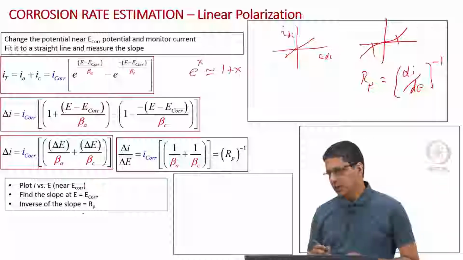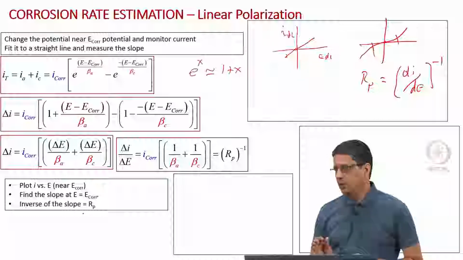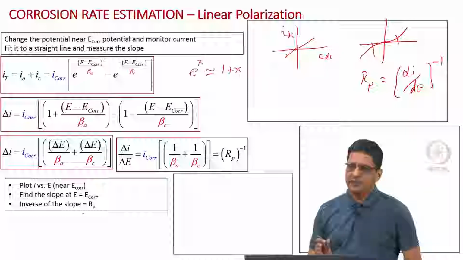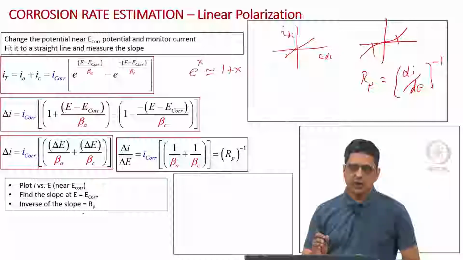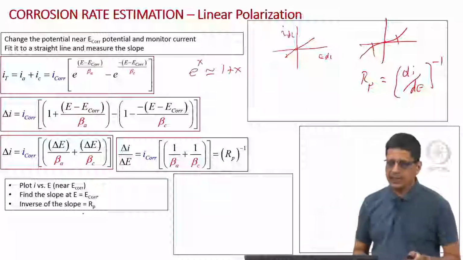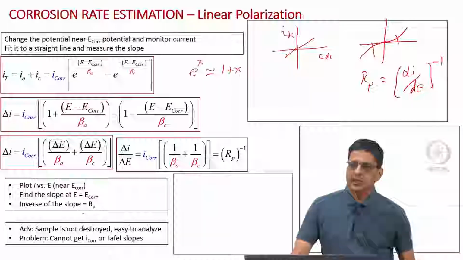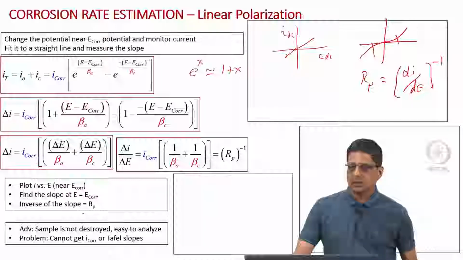But in this technique, the sample is likely to be preserved, it is not likely to be destroyed. And if it passivates at large anodic potential, we do not have to worry, because we do not go to large anodic potential in this technique. So, the problem in this is that you cannot get I corr, you cannot get beta A and beta C.